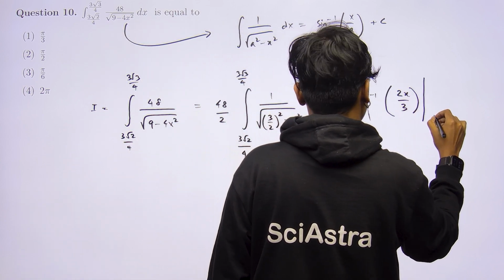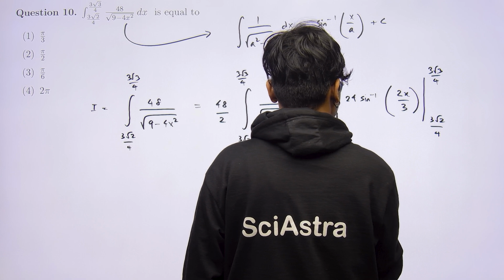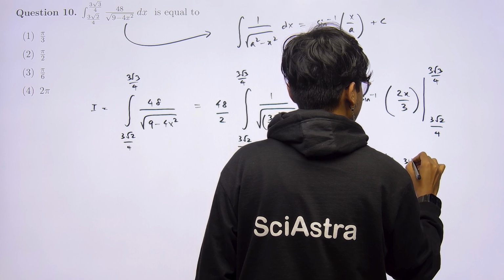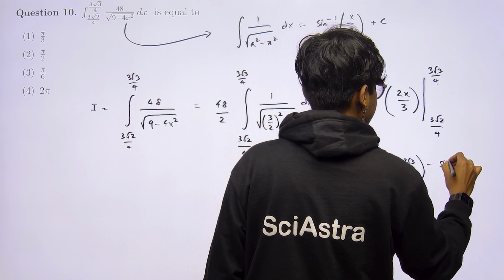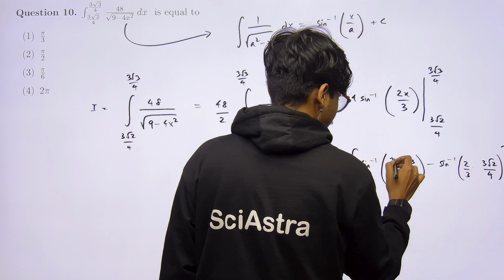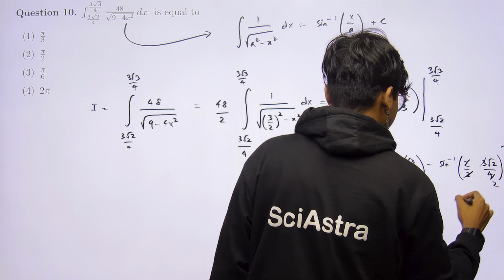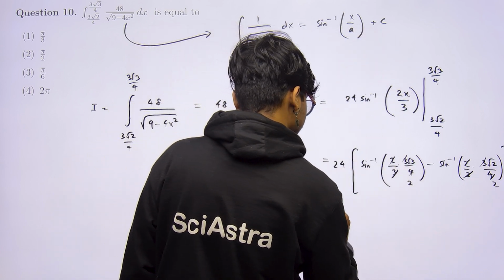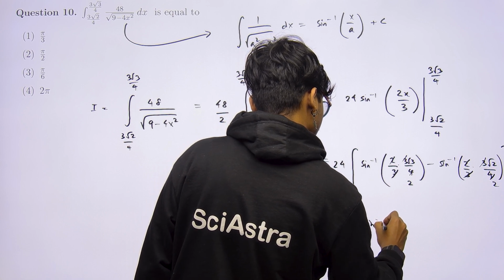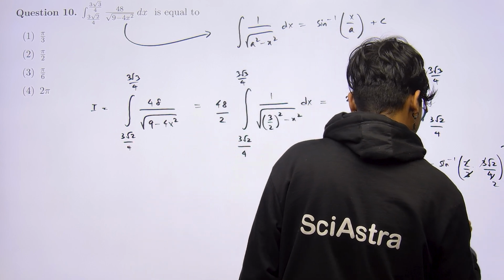Between 3 root 2 by 4 all the way till 3 root 3 by 4. So that is 24 sine inverse 2 by 3 times 3 root 3 by 4 minus sine inverse 2 by 3 times 3 root 2 by 4, right? So from the first term, 3 cancels out, you have 2 over here. From the second term, 2 and 2 cancel out, you have 3 over here, right? So this turns out to be sine inverse root 3 by 2 minus sine inverse root 2 by root 2 is basically 1 by root 2, right?